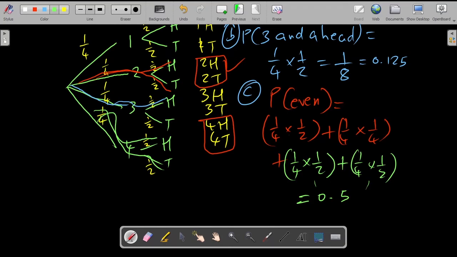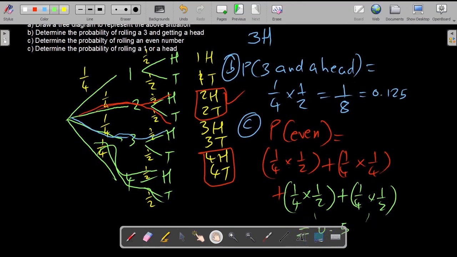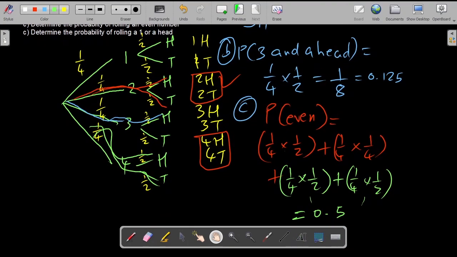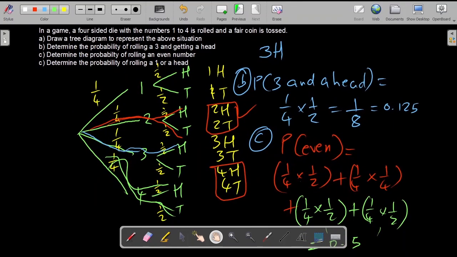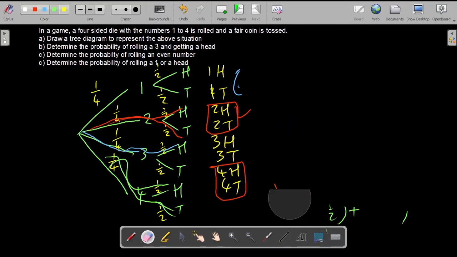Since nothing was specified about the coin, but they only did mention the condition in terms of the result of the die. So now moving on to the last question in this example, it says determine the probability of rolling a 1 or a head, right? So let's look at that. So let me just erase this to create some space so that we have our diagram in view as we answer the question. Okay, so let's analyze what we're being asked for first.